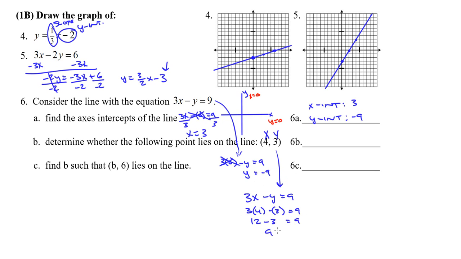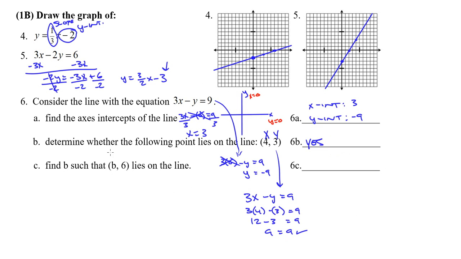12 minus 3 is indeed 9. So if this is true, then yes, it is on the line. If this ended up being not true, then it's not on the line. Just making some sense. Hopefully making more sense from earlier. Sure. Okay, good. Find b such that (b, 6) lies on the line.